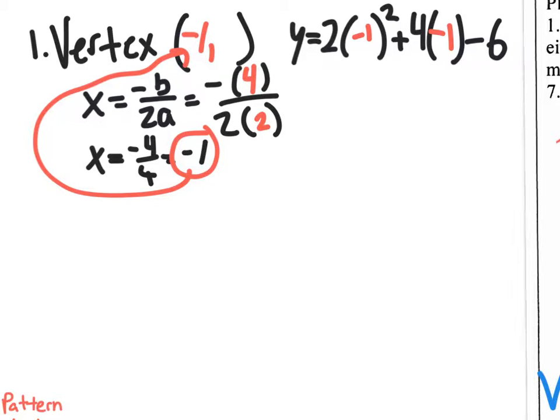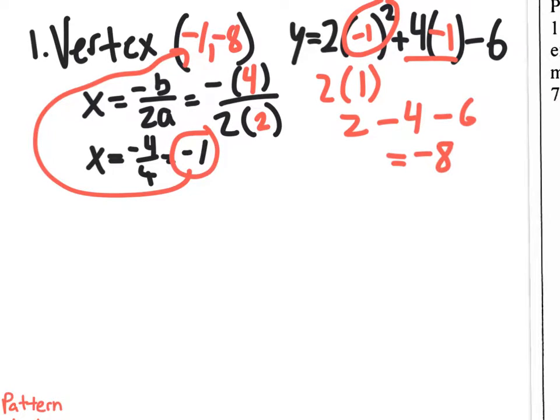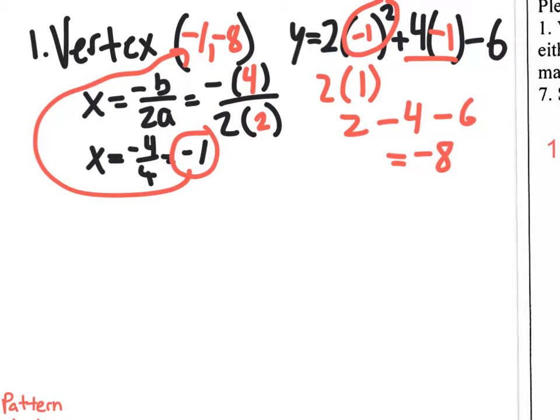And of course we're going to start with exponents. Negative 1 squared, that's positive 1. So you really have 2 times 1, which is 2. Then right here we have 4 times negative 1, that's negative 4. And we also have a minus 6 at the very end. So our final y value will be negative 8. So our vertex is negative 1, negative 8.